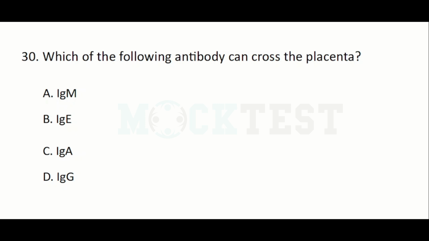Which of the following antibody can cross the placenta? Option A IgM, option B IgE, option C IgA, option D IgG. IgG.